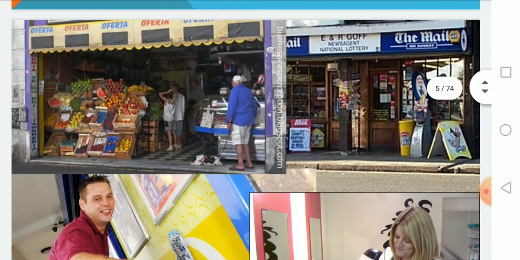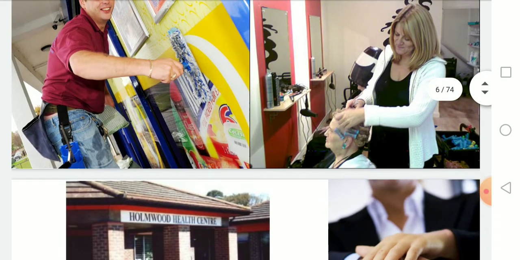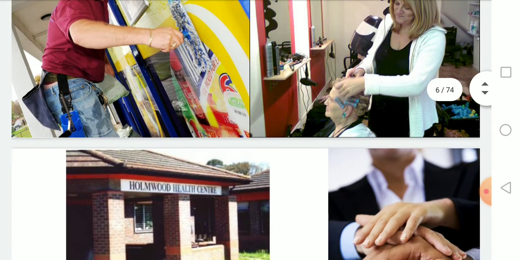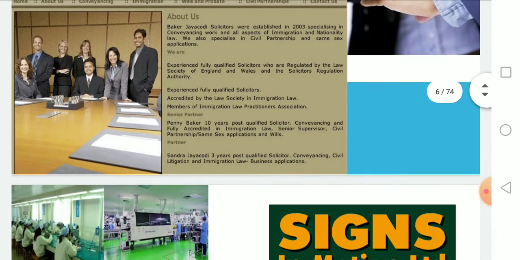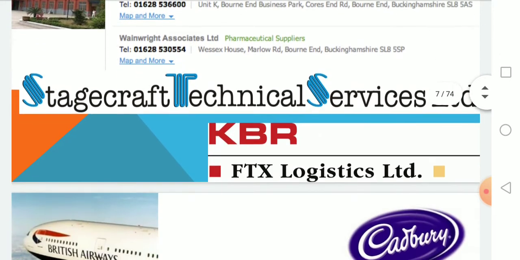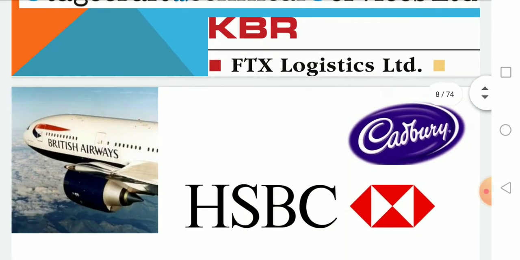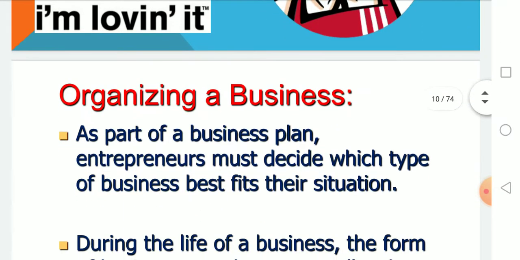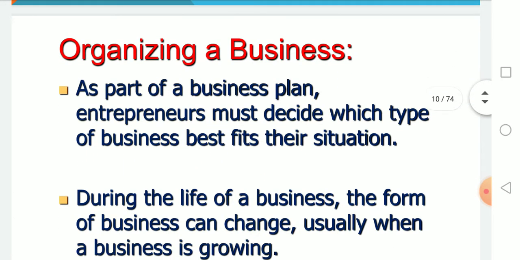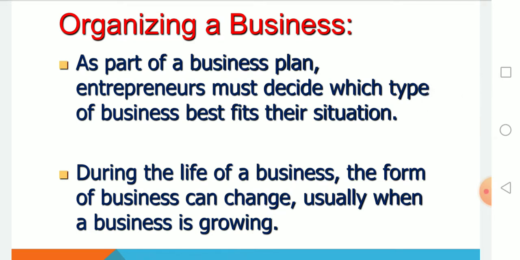And I have here some photos for the business, some types of business, as you see here. Okay, this is for hair salon, and as you see, I'm letting you see all of these kinds of business. Okay, and this one. Organizing a business as part of the business plan. What do you think? Entrepreneurs must know and must decide which type of business fits their situation.